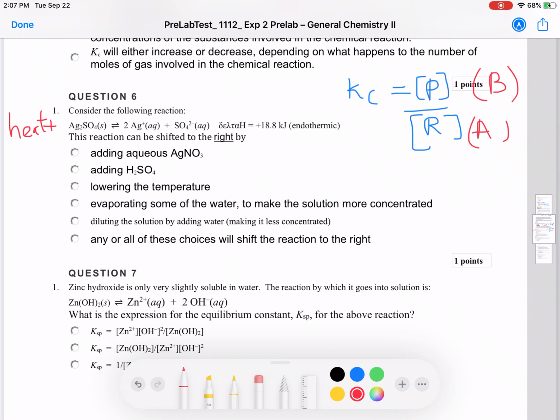Now, consider the following reaction. The reaction can be shifted to the right. So we want to shift the reaction to the right. What do we need to do? Adding aqueous silver nitrate. What happens if you add silver nitrate? We want the reaction to be shifted to the right by adding more silver nitrate.